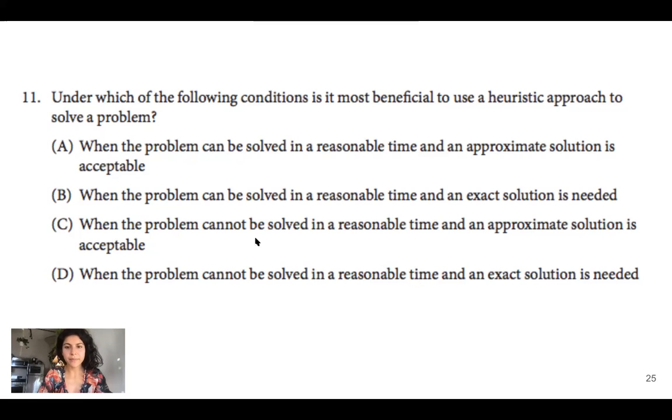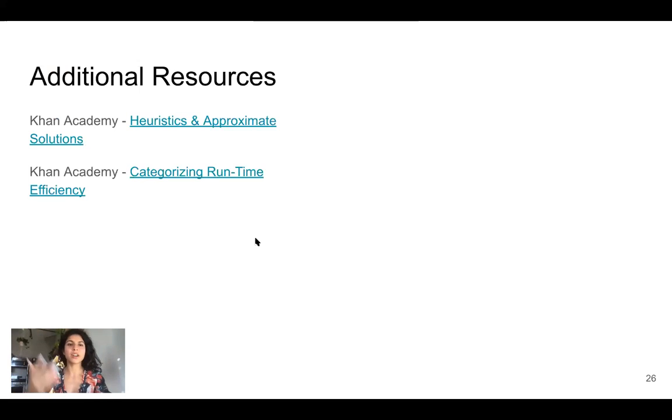So guess what? We have concluded our lesson on solvable and unsolvable problems. We've looked at a variety of AP questions that tackle this exact question.